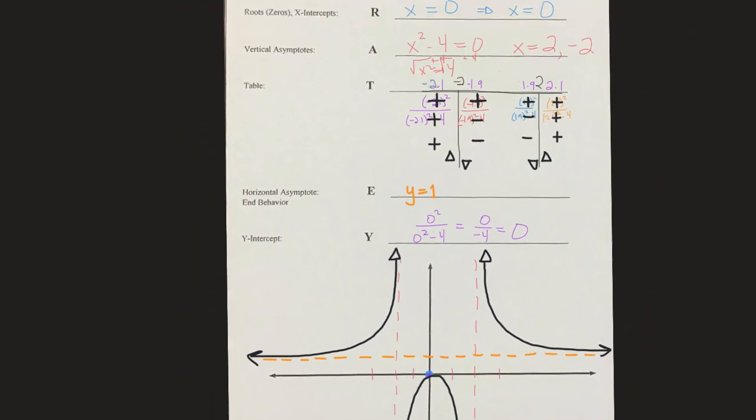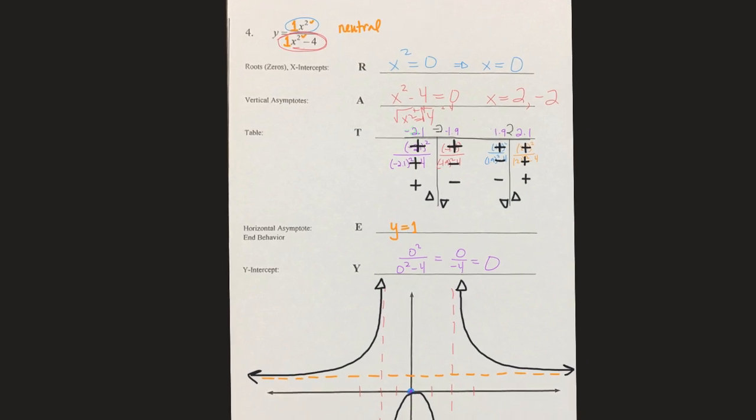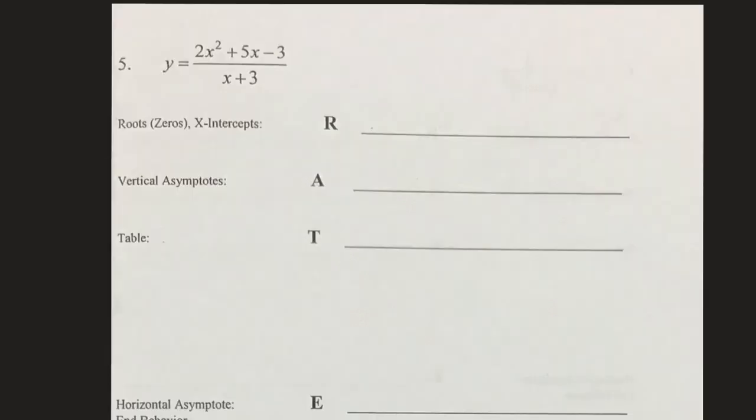So all of these graphs, all of these rationals, we are just trying to sketch a graph of. So we have all 5 of our attributes that helps us do that. Okay, let's look at number 5. Starts off with, let's see, we have a quadratic in the numerator and a linear in the denominator.